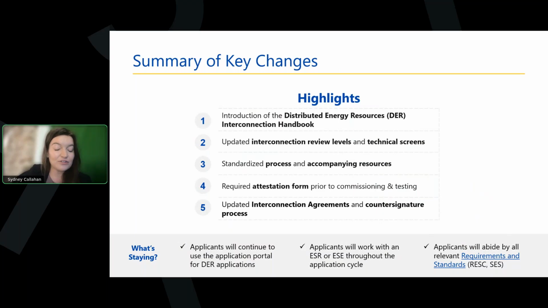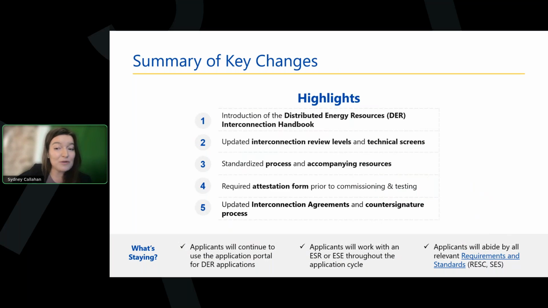One of the new processes is that starting January 2nd, applicants will now submit a signed attestation form following the construction of their DER that verifies that it's compliant with safety and regulatory standards. We'll talk more about that today as well. And finally, the last key change is that the prior interconnection agreement templates have been updated and are now going to have a counter signature from City Light before an applicant moves forward with construction. So we'll talk more about that as well today.